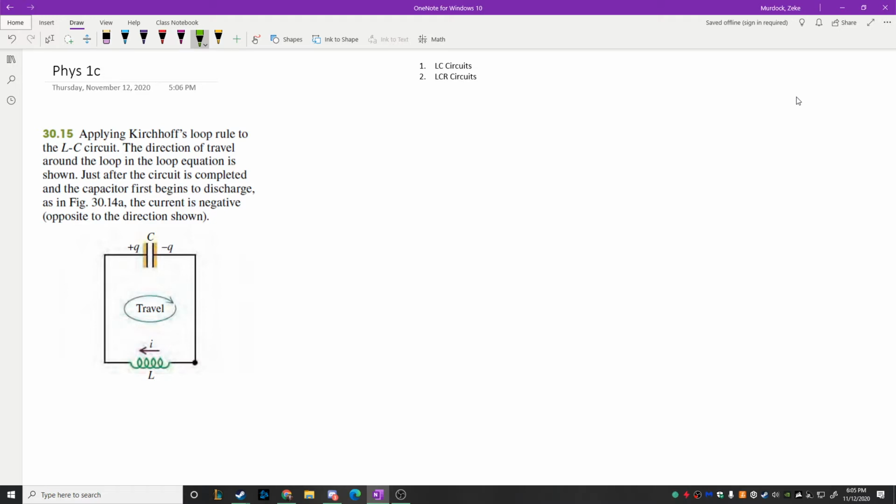And then we'll do the kind of normal thing we do, which is apply the loop rule, which really just means we're summing up voltages. For our inductor, that voltage was negative L times di/dt, where I is the current. And then for the capacitor, it's negative Q over C, where Q represents the charge at a moment in time, I represents the current at a moment in time. And the idea is that these should all sum to 0.